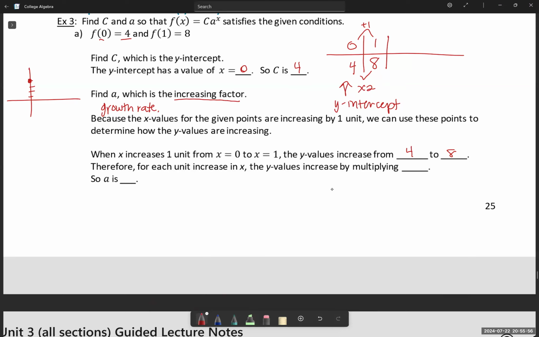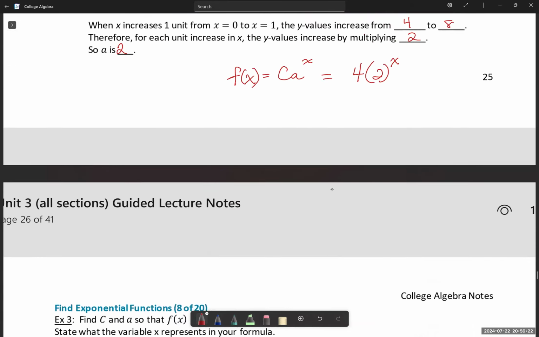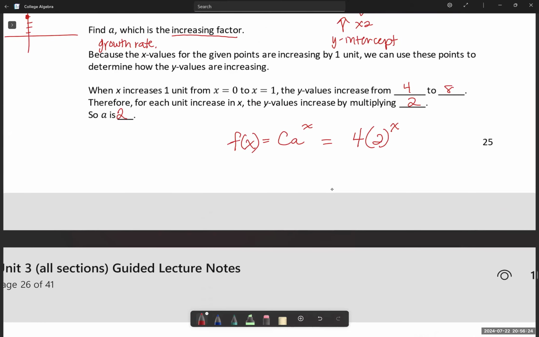All right. So because we have the y value increasing from 4 to 8, then therefore we know that we're multiplying by 2. So that means our a value is 2. So when you put all this together, if this is our formula, I'll just pick f of x. Then we have 4 times 2 to the x power. And that would be our equation.